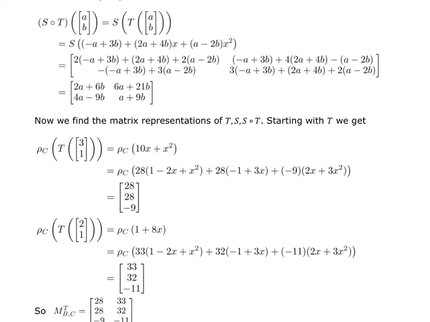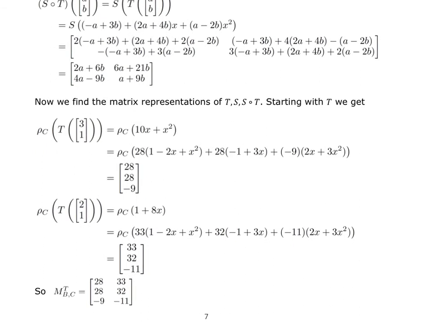So now I'm going to do the matrix representation of this, and I'm going to start with what it looks like with T. Here's T. T of 3 and 1, that's my first basis vector U1, and it would look like, over C, 28 times the 1 plus 2x plus x squared. I'm using how I defined the linear transformation, and I'm going to get 28, 28, and negative 9. So those are those numbers. Then I'm going to do my second basis vector, U2, which gives me this.